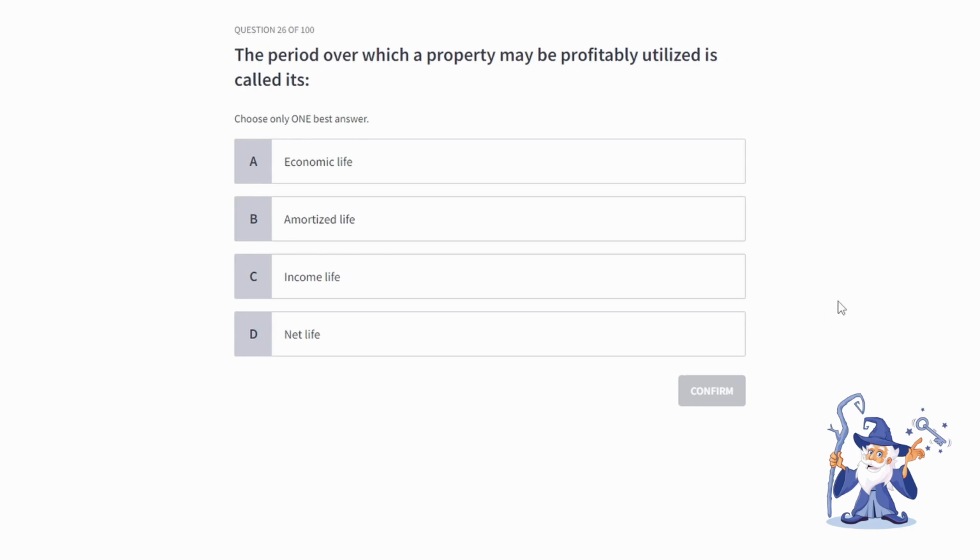Alrighty, next question, 26. The period over which a property may be utilized is called its, and it gives us 4 options: A, economic life; B, amortized life; C, income life; or D, net life. So go ahead and come up with your answer on that one.